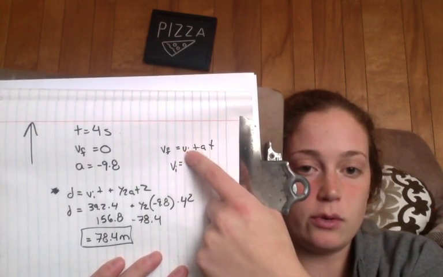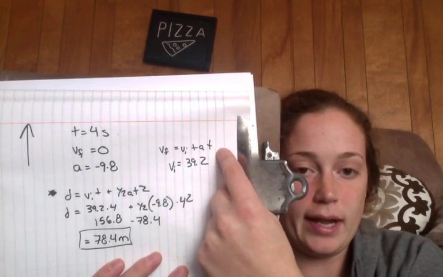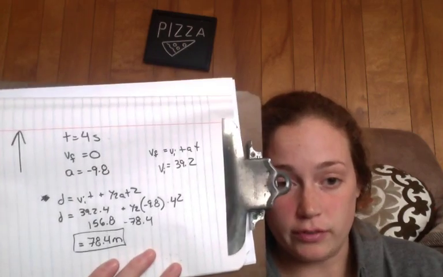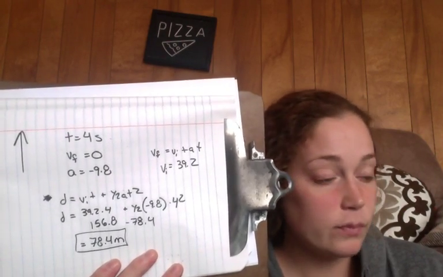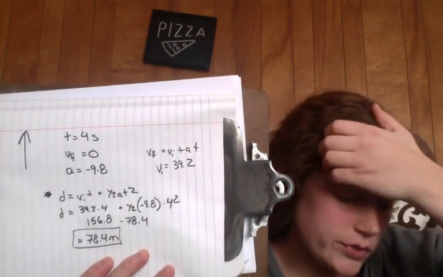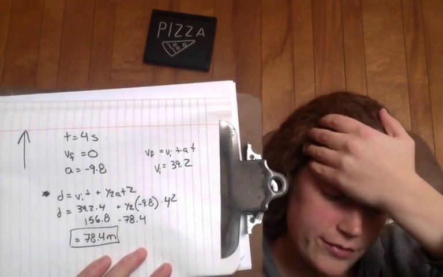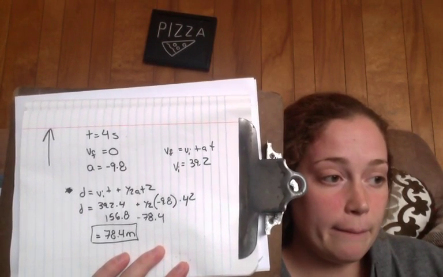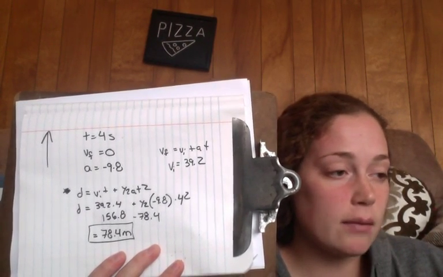I have 0 equals whatever times negative 9.8t. And then you get that your initial velocity is 39.2. So now that you know that, I use this equation. You could also use VF squared equals VI squared plus 2AD. But I didn't do the second part first, Lola.